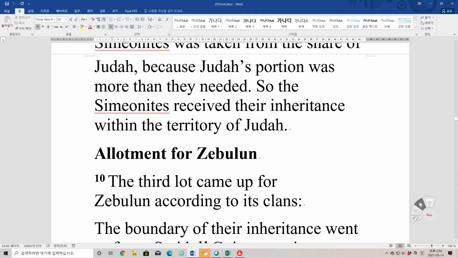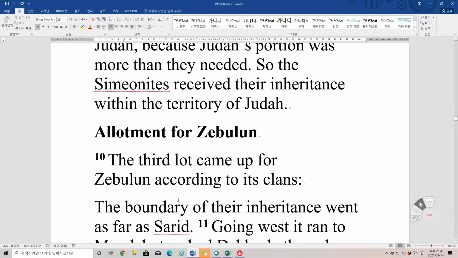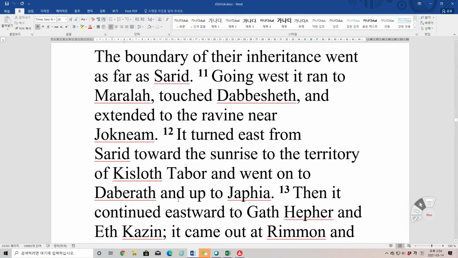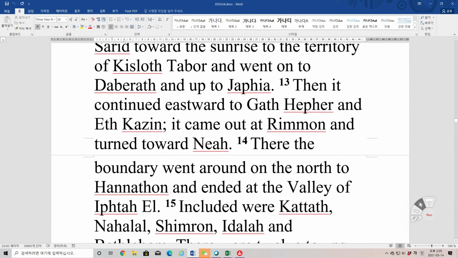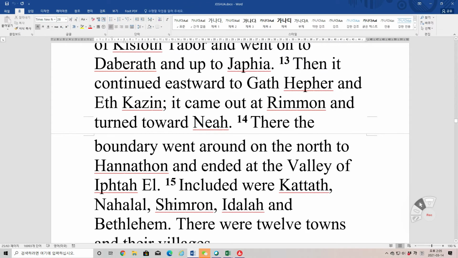Allotment for Zebulun. The third lot came up for Zebulun according to its clans. The boundary of their inheritance went as far as Sarid. Going west, it ran to Markaboth, touched Dabesheth, and extended to the ravine near Jokneam. It turned east from Sarid toward the sunrise to the territory of Kisloth Tabor, and went on to Daberath and up to Japhia. Then it continued eastward to Gath-Hepher and Eth-Kazin.